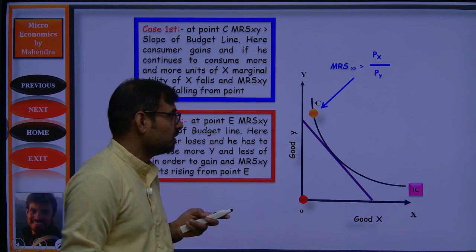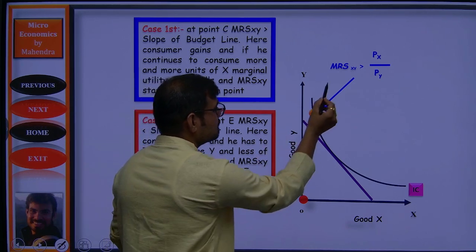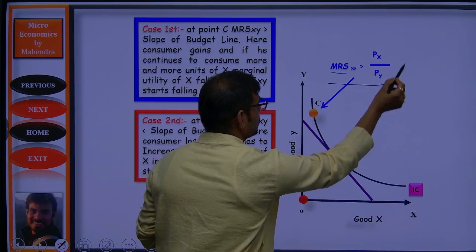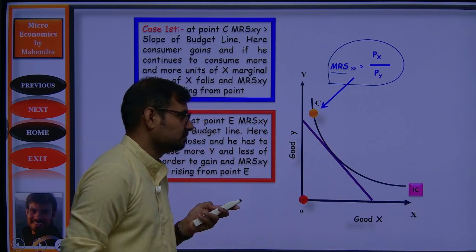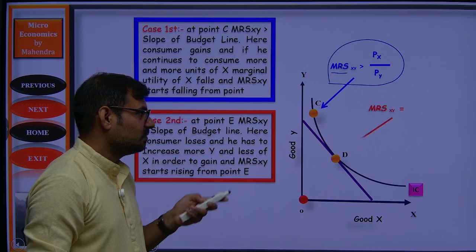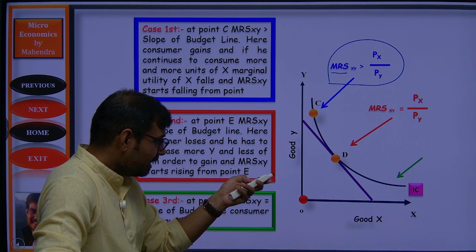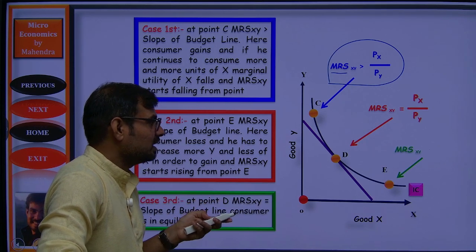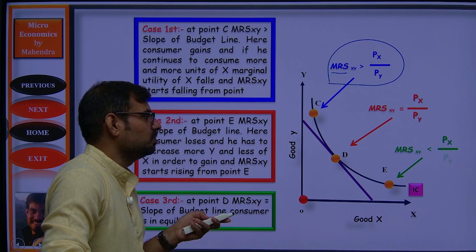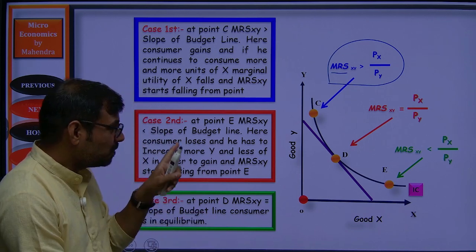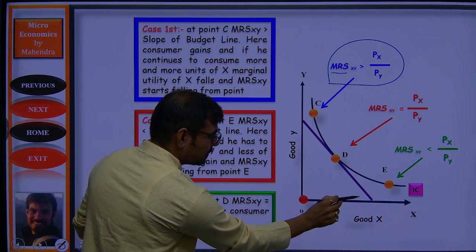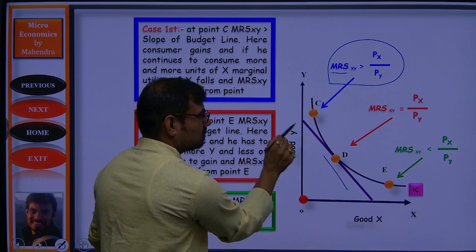But the very important point is why we said MRS is greater than PX upon PY here. Why can it not be lesser? At D, we know that MRS XY is equal to PX upon PY. And at point E, MRS XY is lesser than PX upon PY. So what we see is PX upon PY is constant throughout.